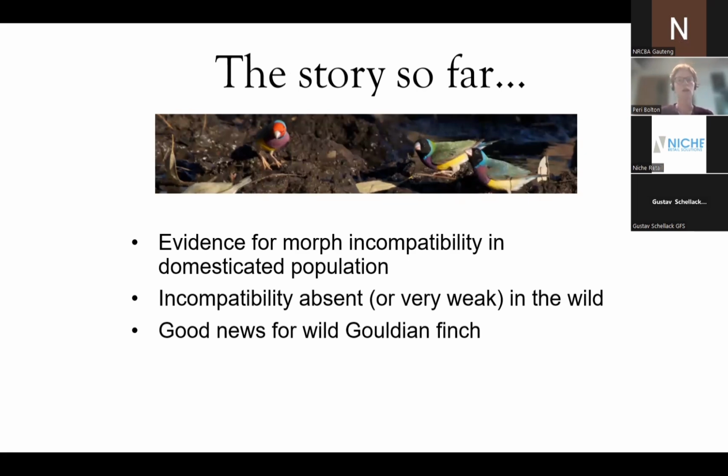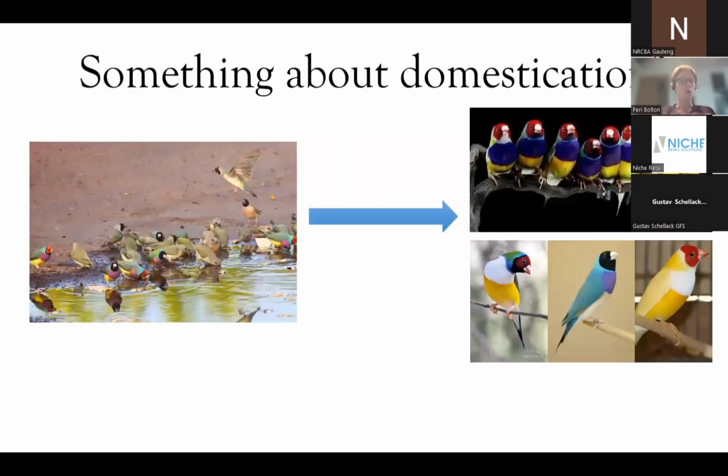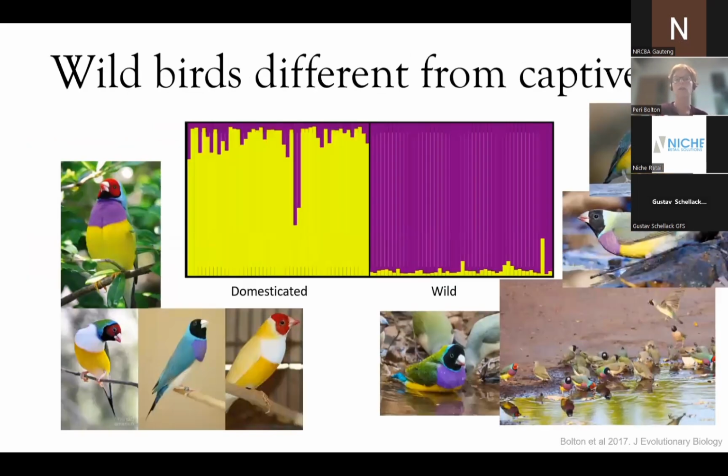But we were wondering, where did this incompatibility come from? Was it something about domestication? There are a number of processes that occur in domestication that could be part of explaining how this incompatibility evolved. And indeed, when we look at the genetics of the wild and the domesticated birds, we find that they are quite strongly differentiated from each other.